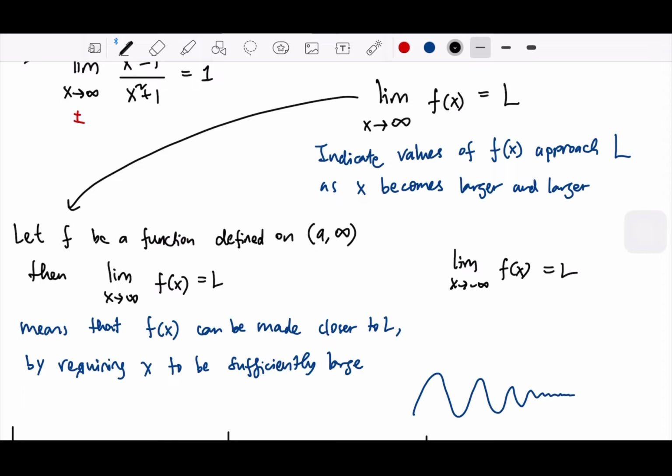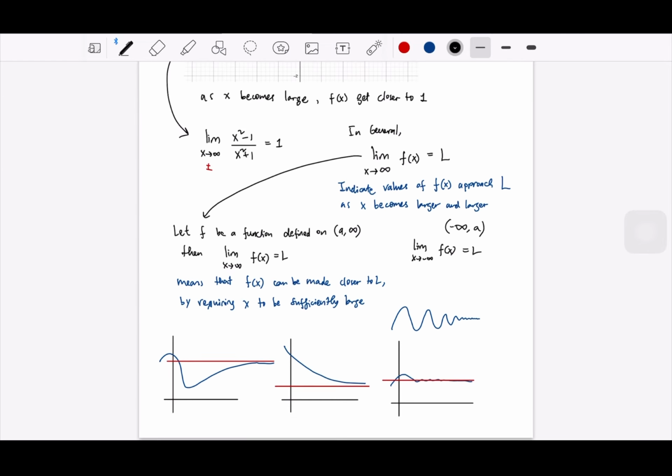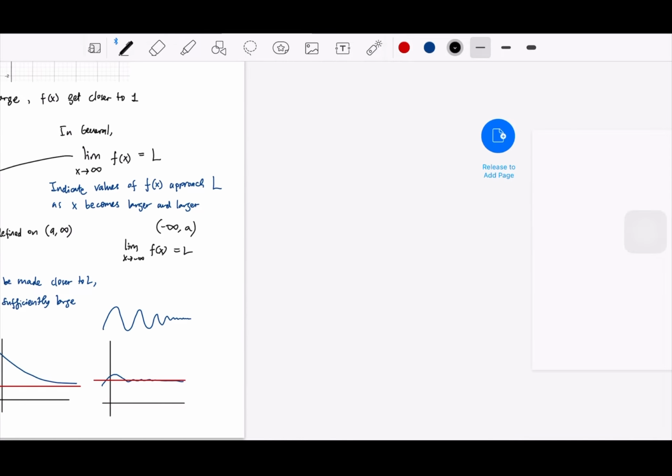This is from the interval negative infinity to some a. Okay, let me just take you through a typical example on solving a limit.